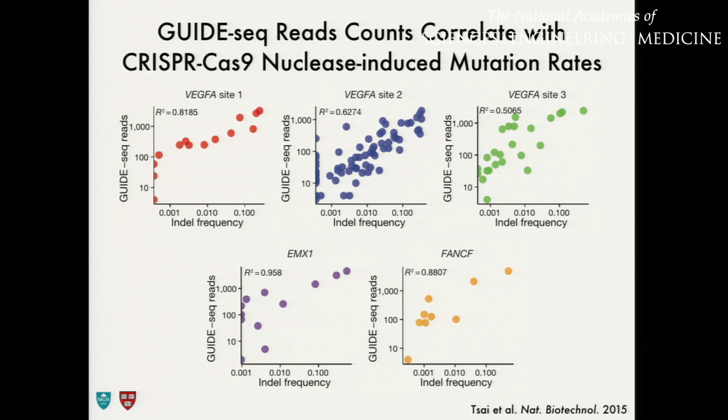And here's some data showing that there are pretty good correlations between experiments where we're using both CRISPR-Cas nucleases and this genetic tag, as well as cases where we're treating cells with just the nuclease by itself. We see pretty good correlations in the frequencies of GUIDE-seq reads detected.